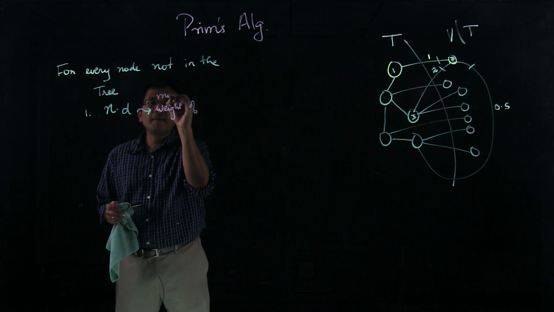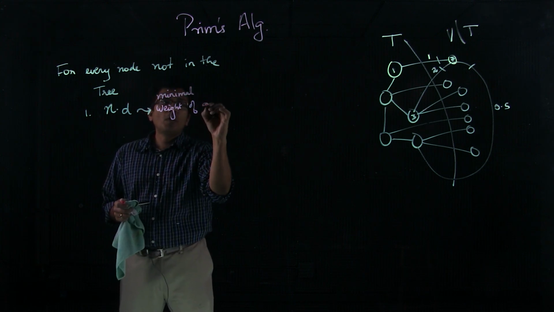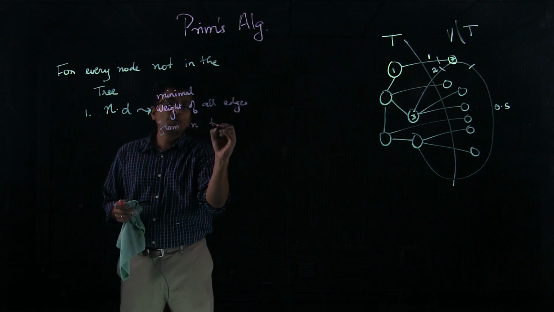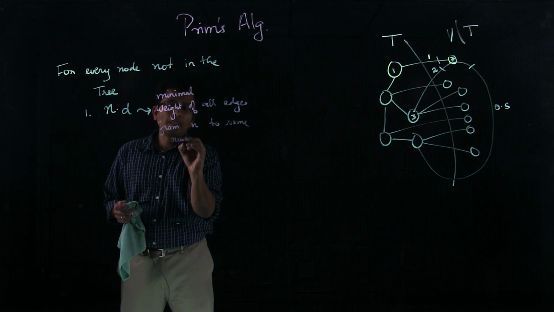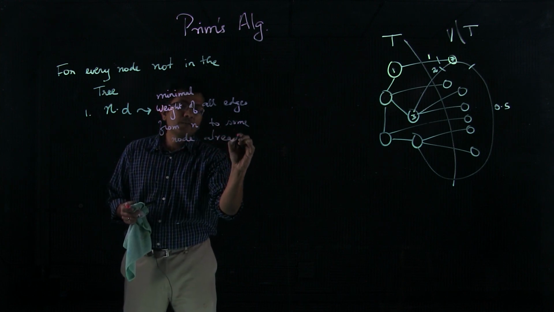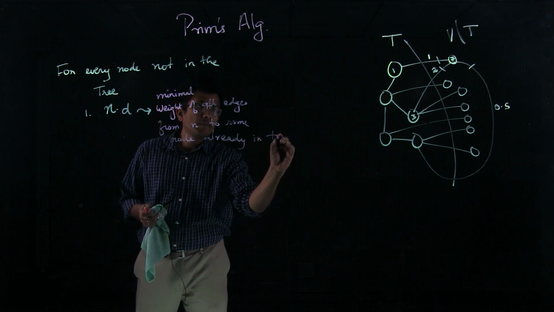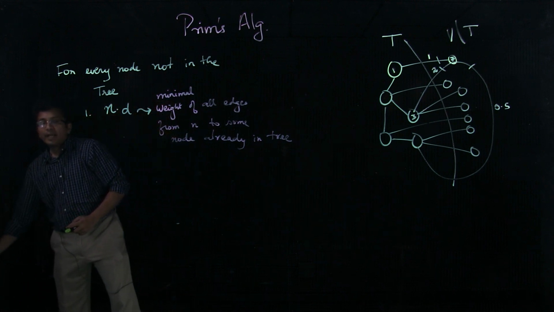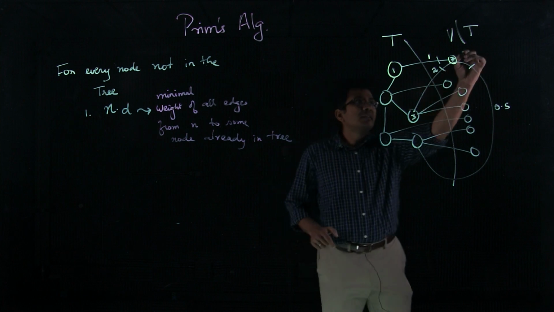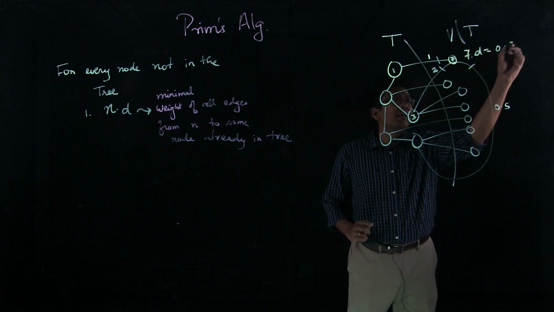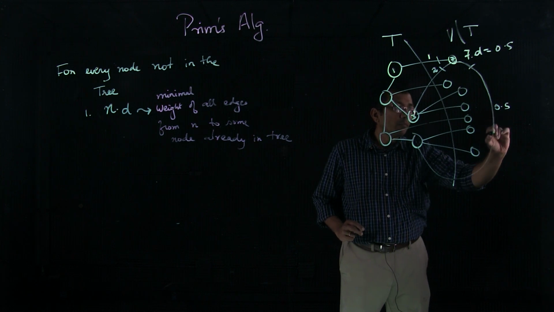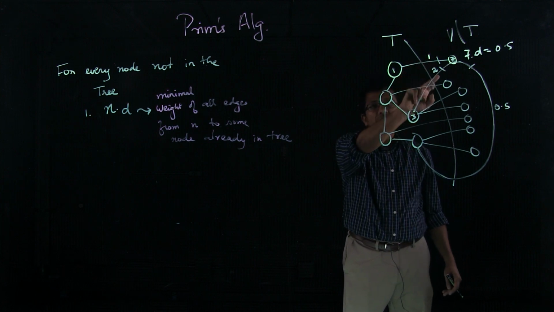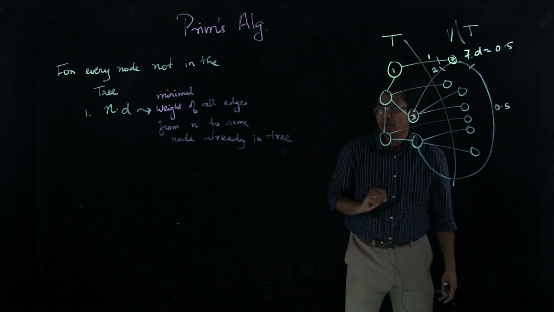the minimal weight of all edges from n to some node already in the tree. So for 7, 7 dot d is going to be 0.5, because the minimum weight is going to be this edge, which is 0.5. So I'm not going to worry about bookkeeping these two edges of 1 and 2. Got it? All right, so that's number 1.